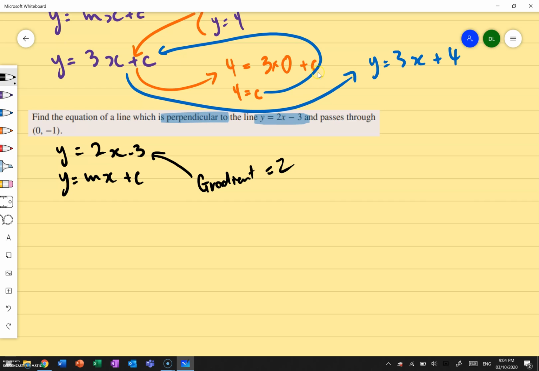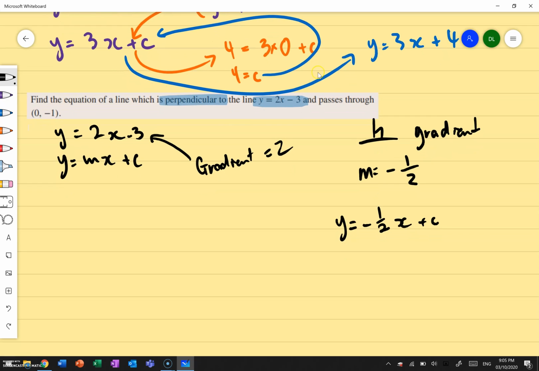And if it's 2, remember, to find the gradient of our new line, let's write gradient. We flip the number, so instead of 2, I write 1 over 2. And then I add a negative in the front. Perfect. So we end up with negative half. And that's the gradient of our perpendicular line. I know m, so I'm going to write y equals, and instead of writing m, I write negative half x plus c.